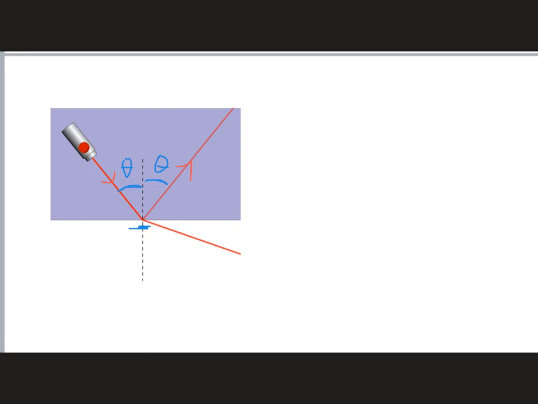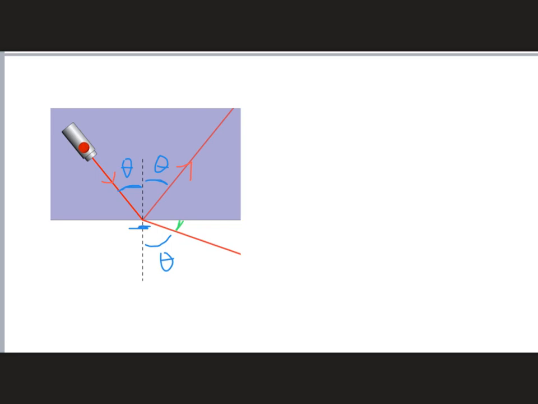Now, if I'm looking at the refracted angle, again, I always draw it to the normal. I don't draw it from the ray to the surface. I always draw it to the normal. And that is an important detail to remember when you're looking at these.